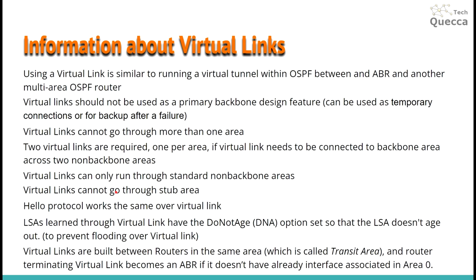And the last one, virtual links are built between routers in the same area. This area is called the transit area. And a router terminating a virtual link becomes an ABR if it doesn't already have an interface associated with area 0. So as I mentioned a little bit earlier, if this router which terminates the virtual link is not an ABR, it becomes an ABR because it gets a virtual interface associated with area 0.